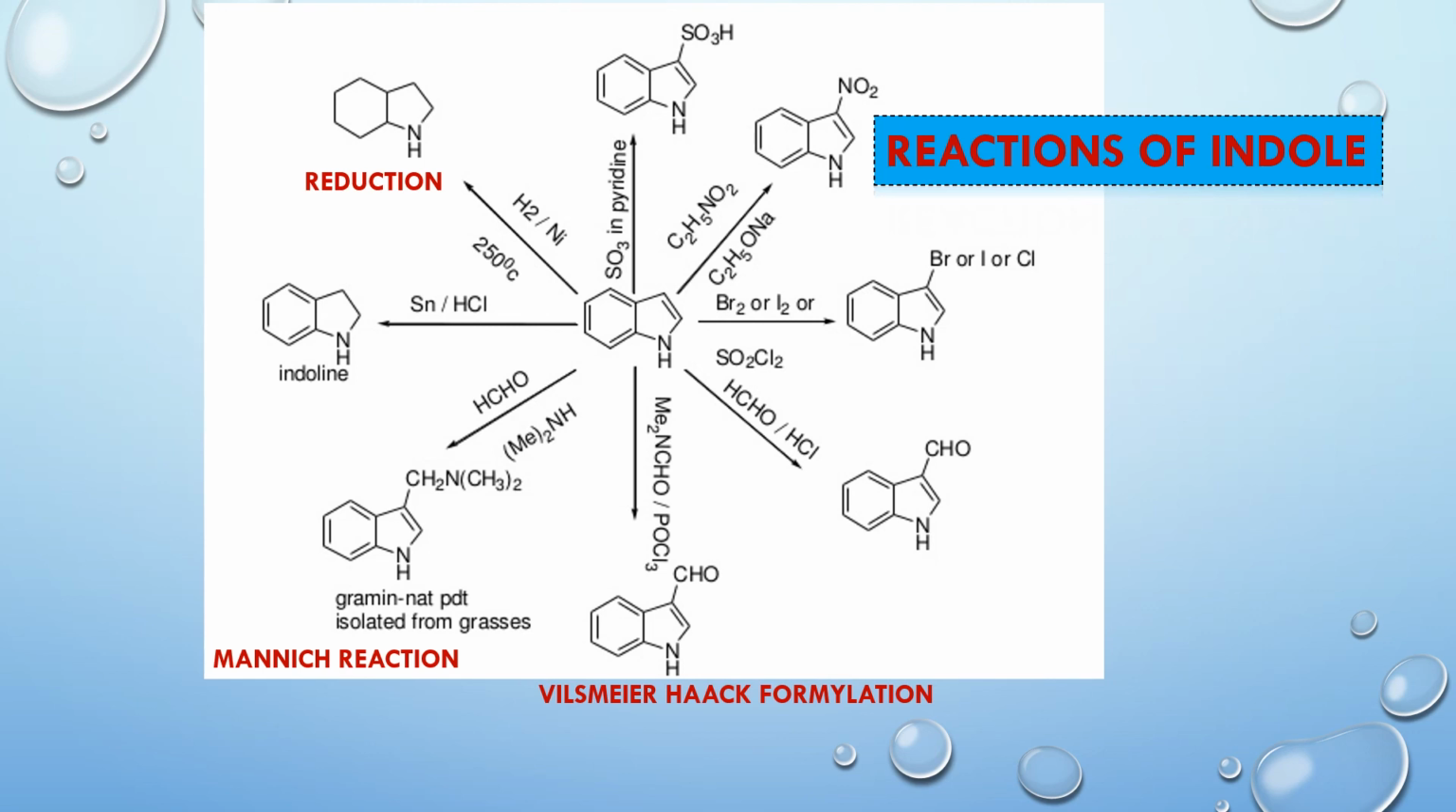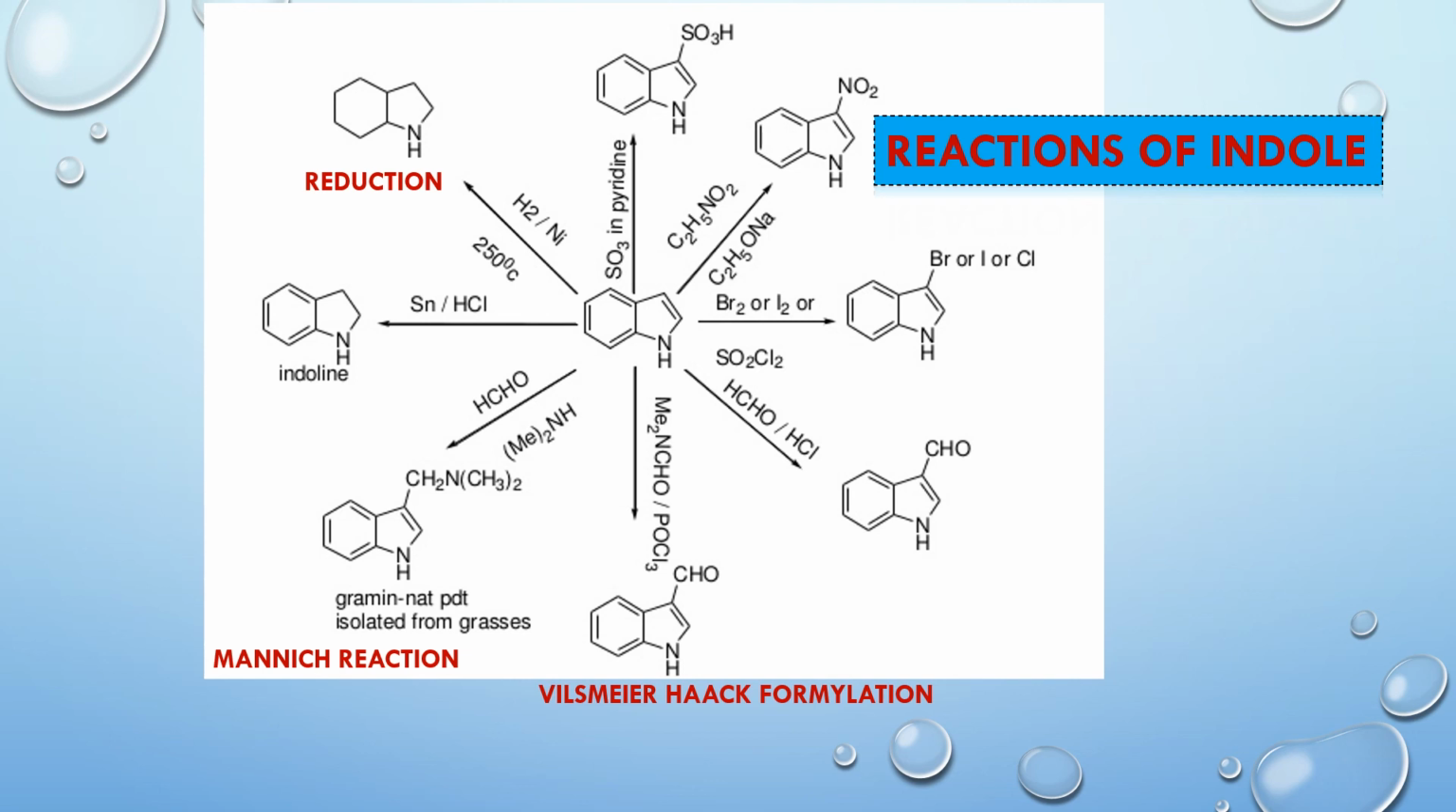These are the electrophilic substitution reactions of indole, and it undergoes the Mannich reaction. And what is the Mannich reaction? Indole undergoes Mannich reaction with formaldehyde and dimethylamine to give the alkaloid gramine, that is 3-dimethylaminomethyl indole.